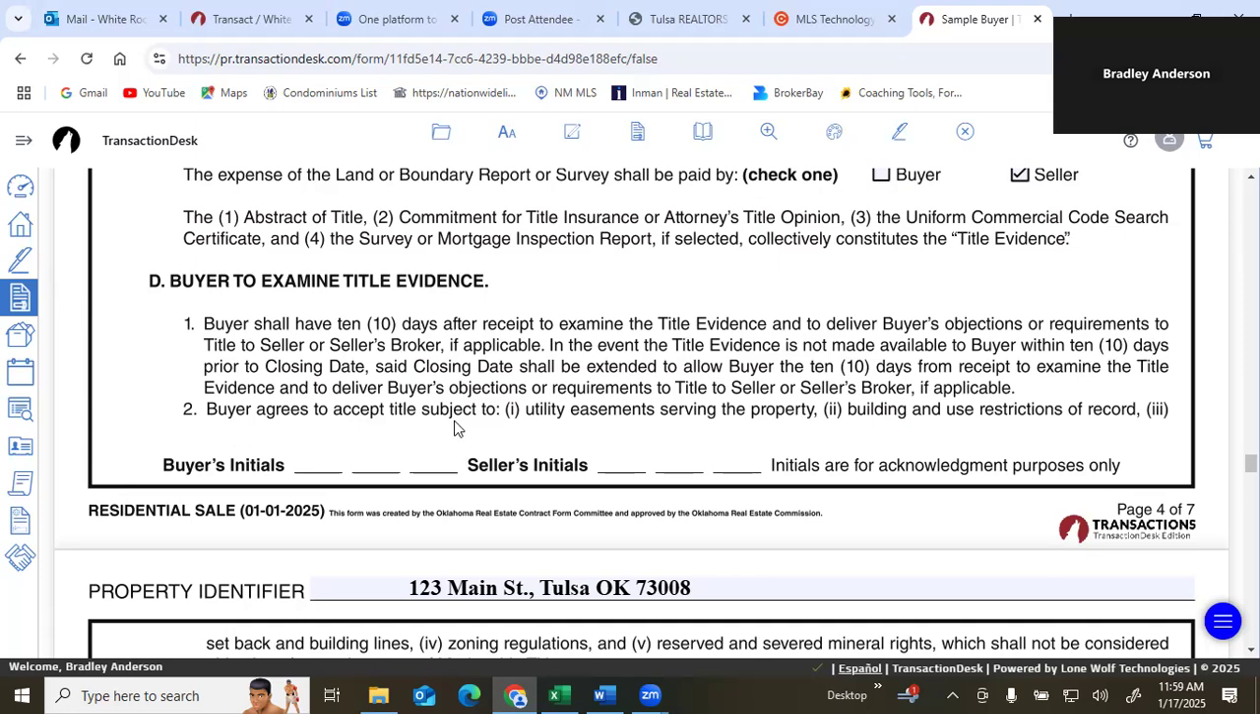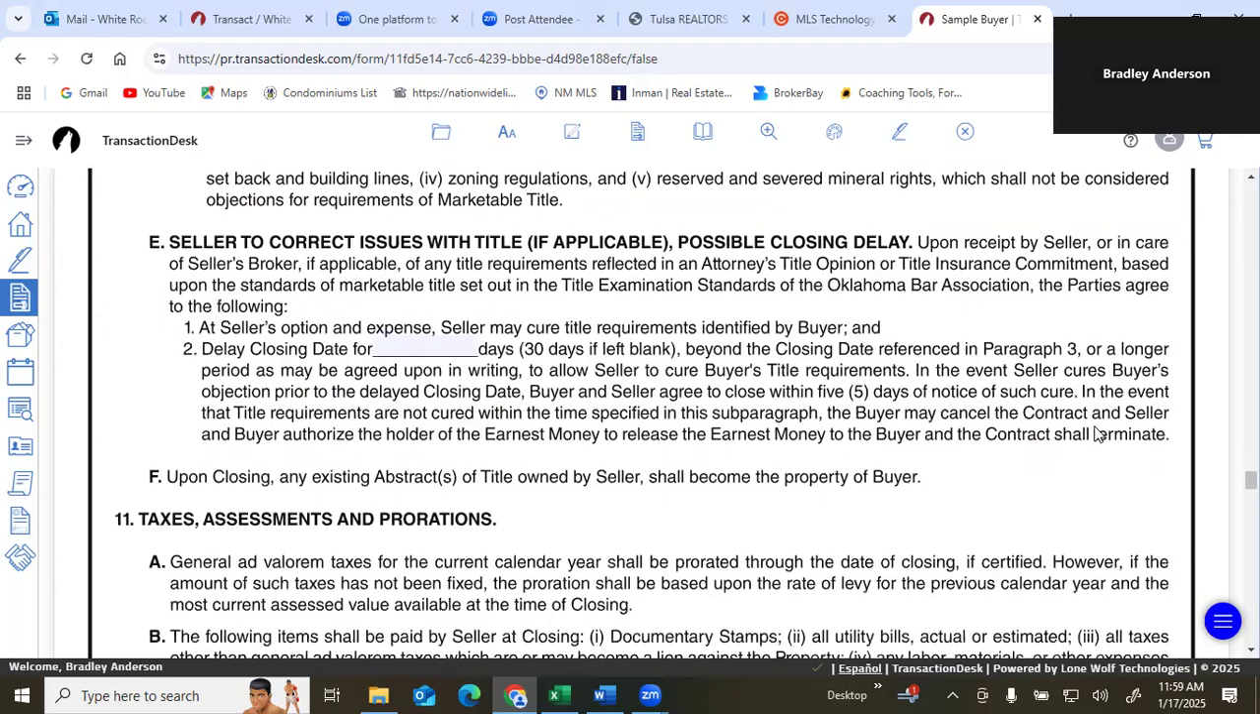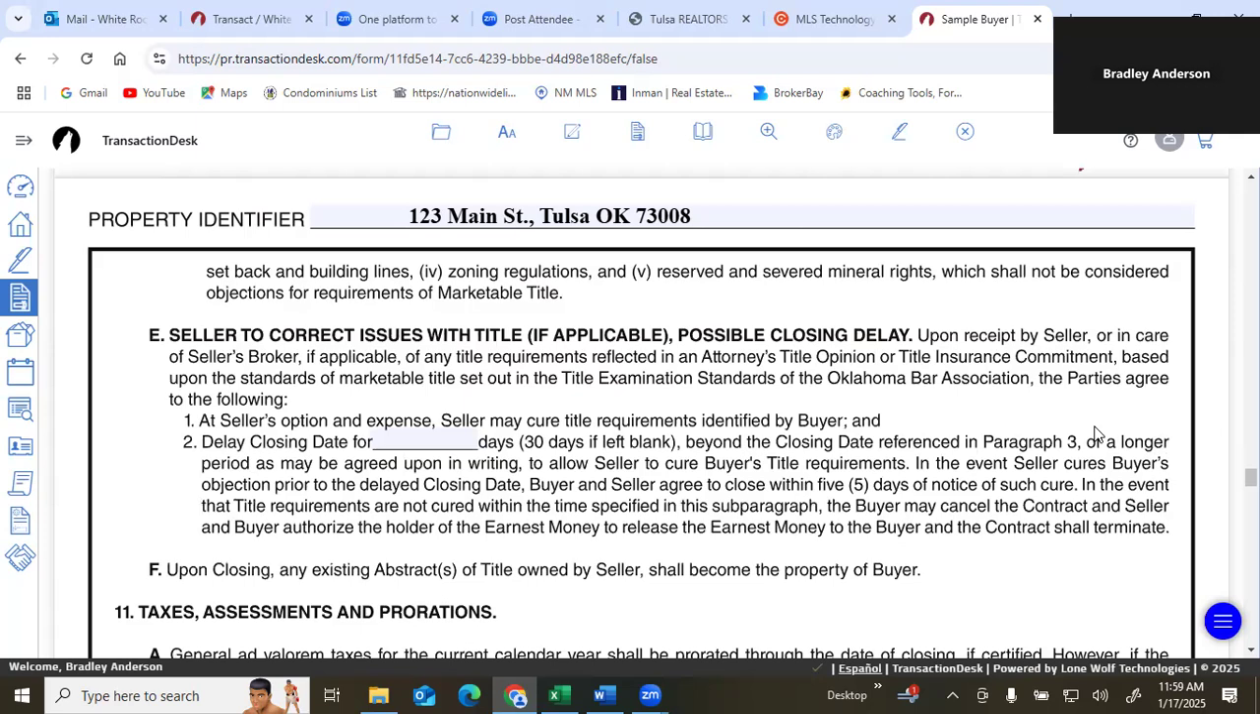Buyer agrees to accept title subject to all these normal exclusions. The title company is not going to insure property against utility easements, any deed restrictions, any zoning regulation. These are things that the title company cannot control, so they are not going to cover that.